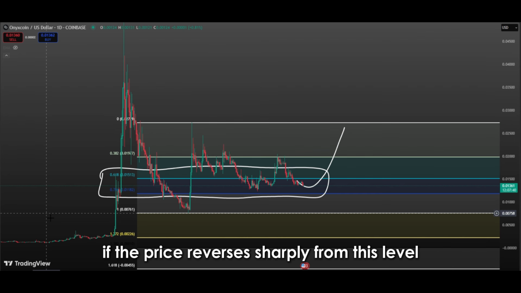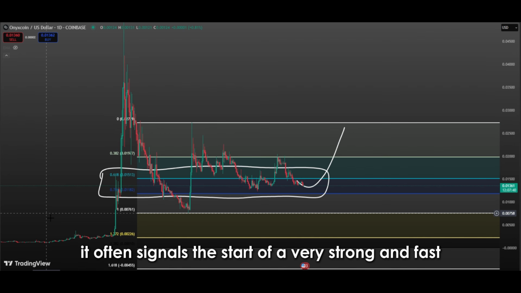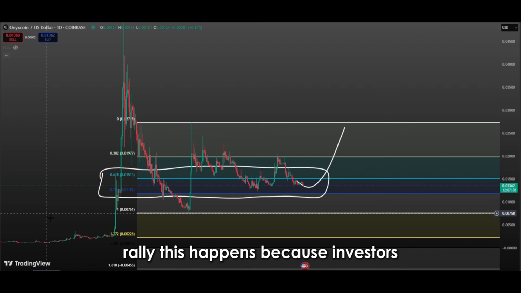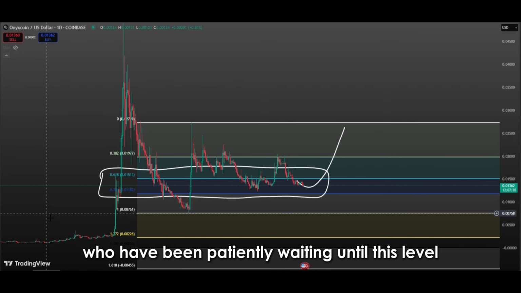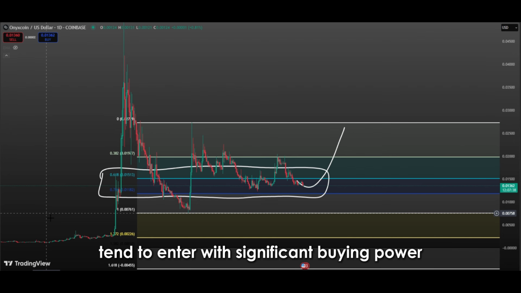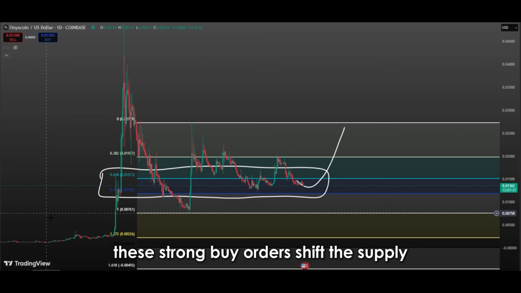Conversely, if the price reverses sharply from this level, it often signals the start of a very strong and fast rally. This happens because investors who have been patiently waiting until this level tend to enter with significant buying power. These strong buy orders shift the supply-demand balance toward demand, causing the price to rise rapidly.